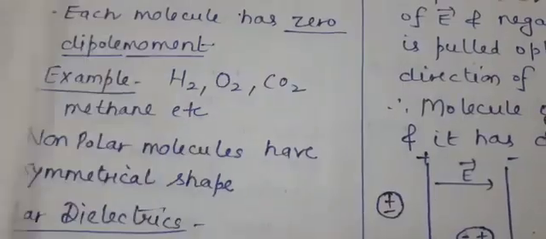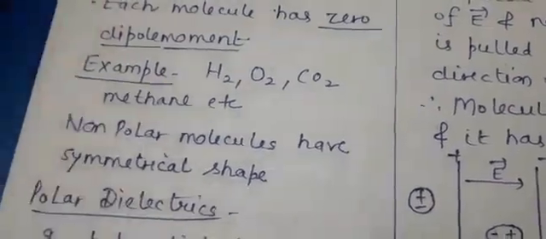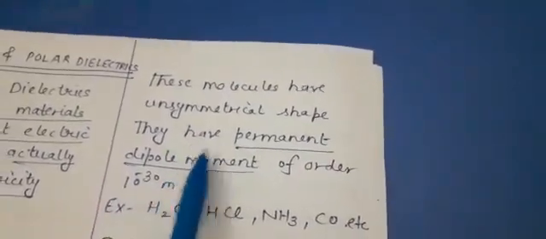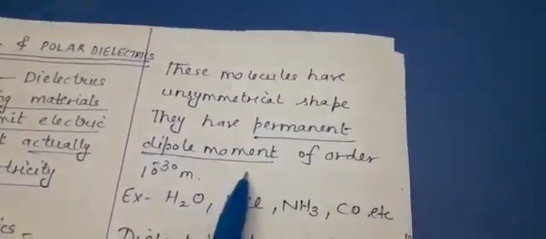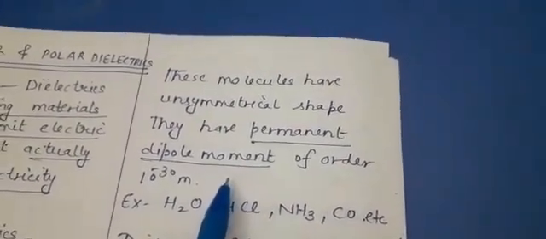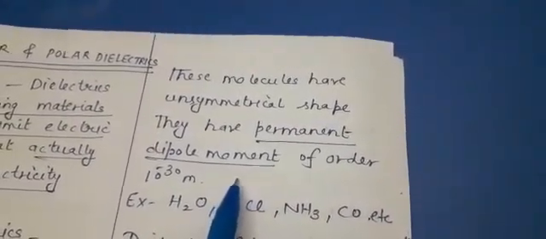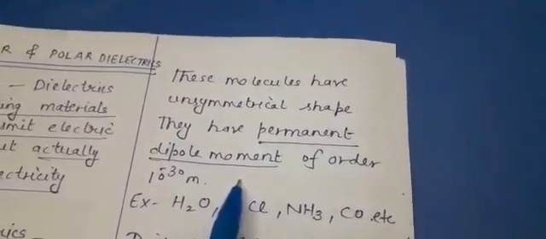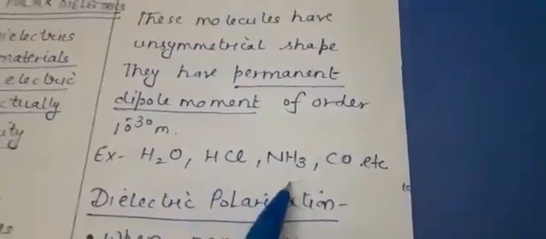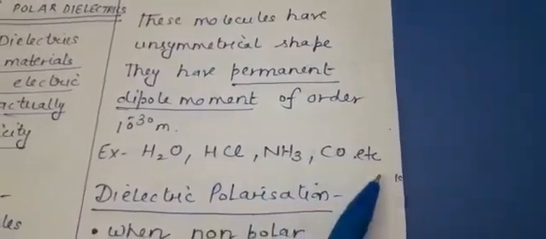What can be the examples you can take here? These molecules have unsymmetrical shape and they have some permanent dipole moment. Why do they have permanent dipole moment? Because the charges are separated. When they are separated by a certain distance, they will have some dipole moment. Examples of these can be water, hydrochloric acid, ammonia, carbon monoxide, etc.